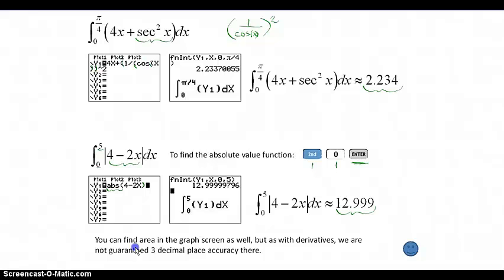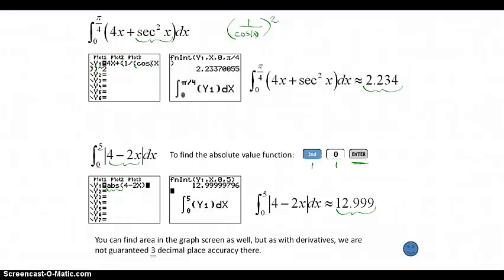All right, so just like we did on derivatives, you can find the area in between a function and the horizontal axis in the graph screen as well. As a matter of fact, it's really cool looking because it shades it in, and students love to use the graph screen. But depending on what your function looks like, because of the algorithm used there in the graph screen as opposed to the home screen, we are not guaranteed accuracy to 3 decimal places on every type of function. When you're in a testing situation, you can do it for practice if you want to, but I want that definite integral evaluated in the home screen and not in the graph screen.